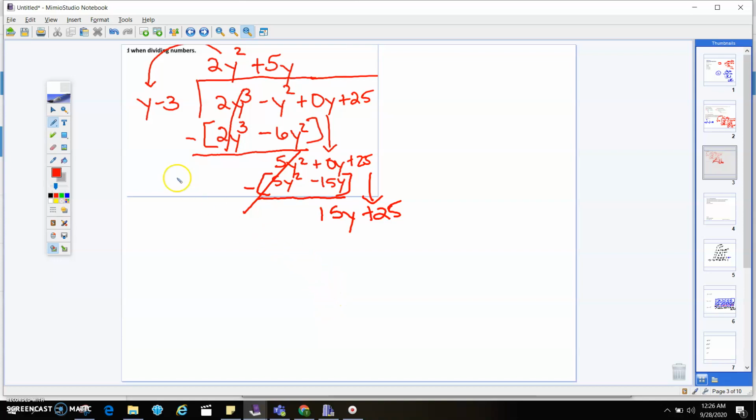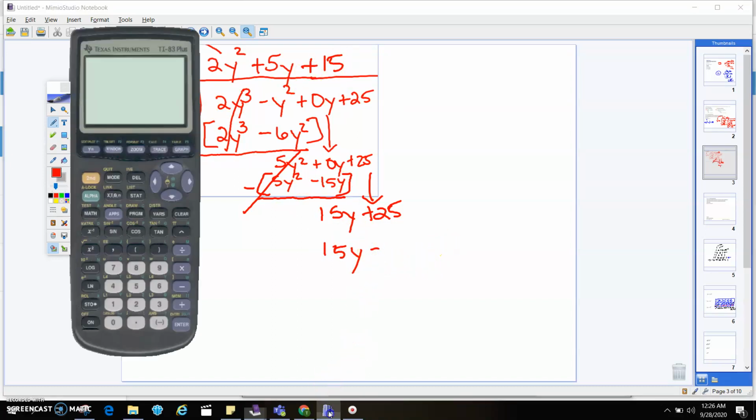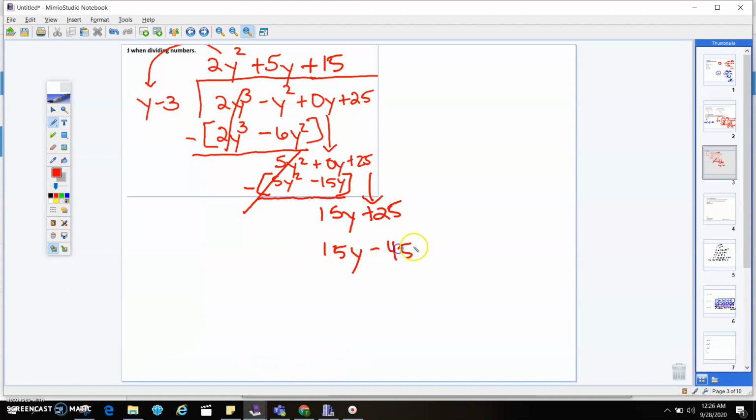So, for instance, what times y will give you 15y? Well, 15. 15 times y is going to give me 15y. 15 times negative 3 is going to give me, and I'm going to go into my calculator because y'all know it's late at night and I'm trying to figure it out, negative 45.